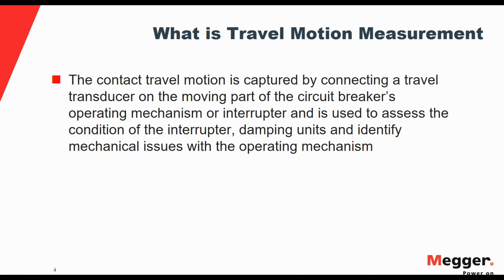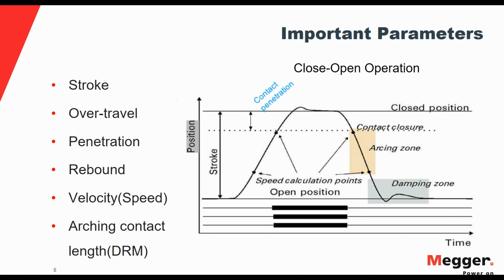So this test is basically capturing motion, which comes as a distance, a value that the contact travels from one place to another. So what parameters can I get from this travel motion measurement? A lot, actually. For example, this is a close-open operation, or double operation, where I close the breaker and I open it immediately. I put this graph so we can see for open and close operation what measurements we have.